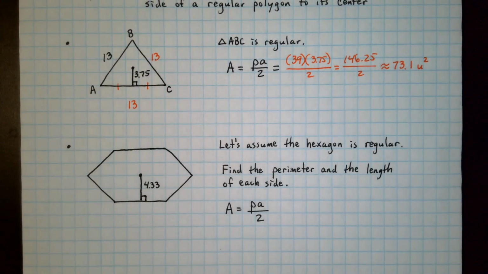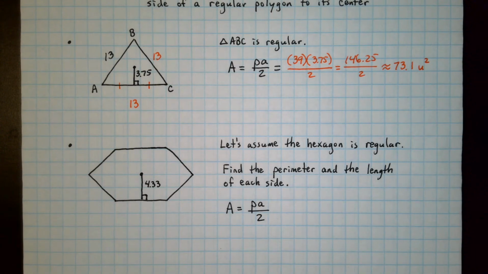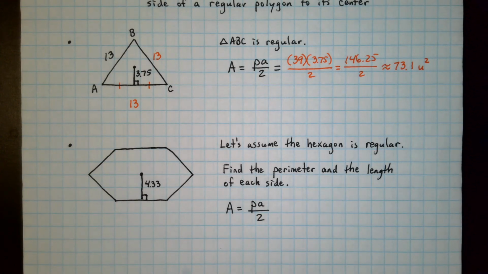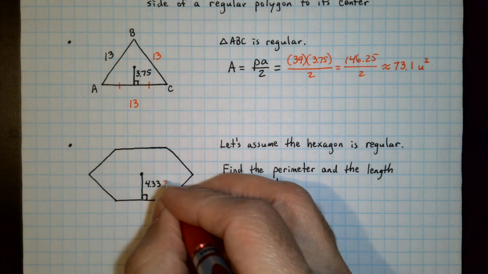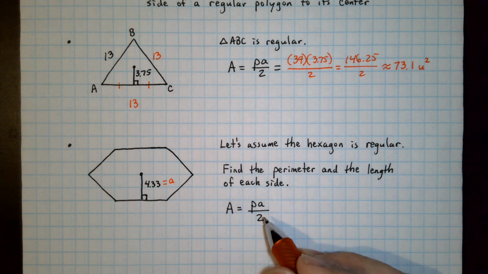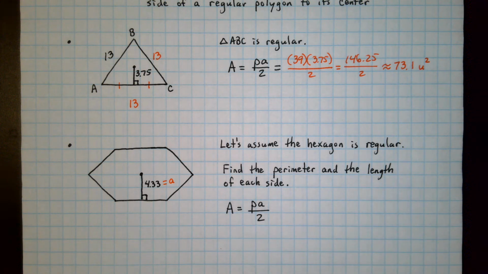In our second example, we have a hexagon drawn. We'll assume that it's regular. The drawing doesn't quite look that way, but we're asked to find the perimeter and the length of each side, and we're only given the apothem here, so I'll label that as apothem. Well, our formula is still the same. We do know that it's regular, so what we want to do is find the perimeter, and we want to find the length of each side.